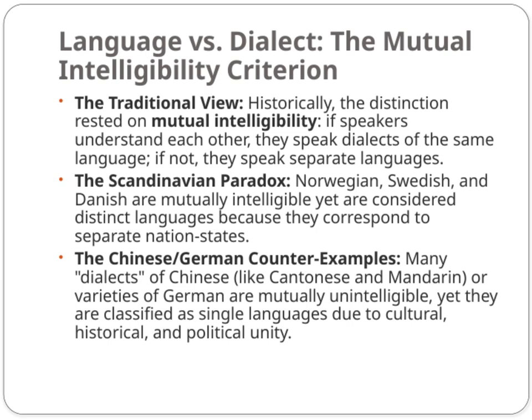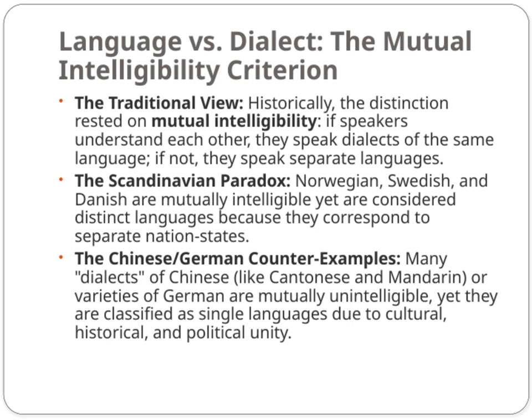Now, this leads us to the Scandinavian paradox. Norwegian, Swedish, and Danish are mutually intelligible. Speakers can often understand each other quite well. Yet, these are classified as three different languages because they correspond to different nation-states. So, political and national boundaries play a role here too.